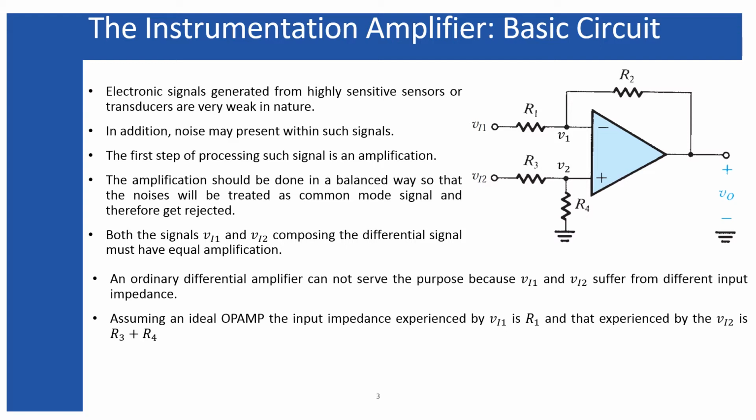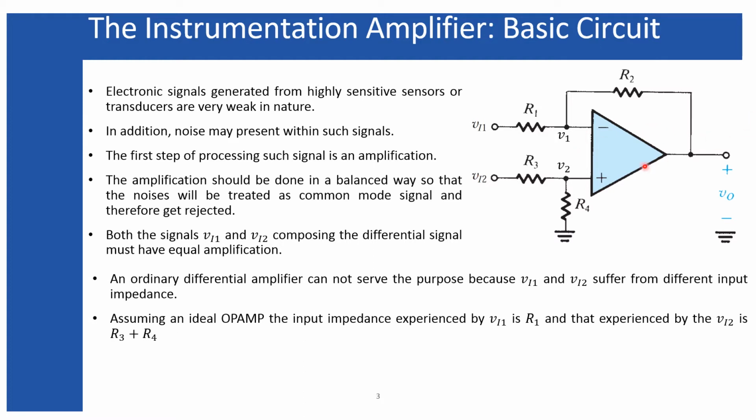And as I have discussed the properties of differential amplifier and the application of the differential amplifier in my last lecture. So there you can see if the signal is applied in a differential mode to a differential amplifier, the common mode signal will automatically be rejected and the output will be free of the common mode noises. In addition to that, the amplification for the signal V1 and the V2 must be equal in magnitude.